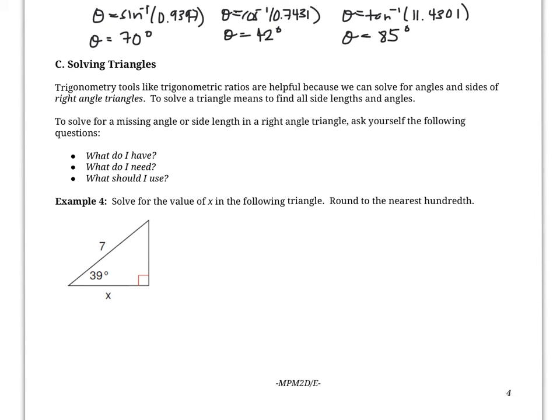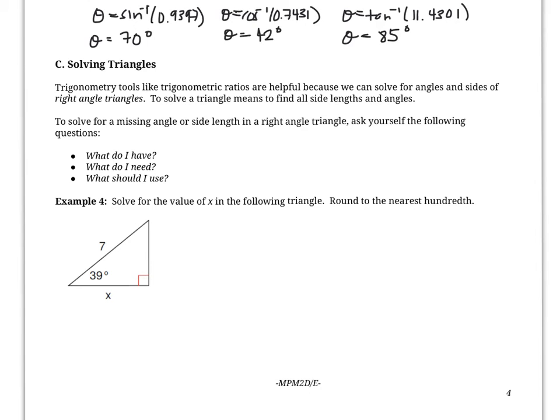So now that we know what the trigonometric ratios are, the sine ratio, cosine, and tangent ratio, we can use them to solve triangles. To solve a triangle means to find all the side lengths and angles. In order to use it, ask yourself these 3 questions. In an example where we're looking for a side length or an angle, figure out what do you have, what do you need, and what should you use to find it? Because now we have 3 tools. We could use the sine ratio, the cosine ratio, or the tan ratio.